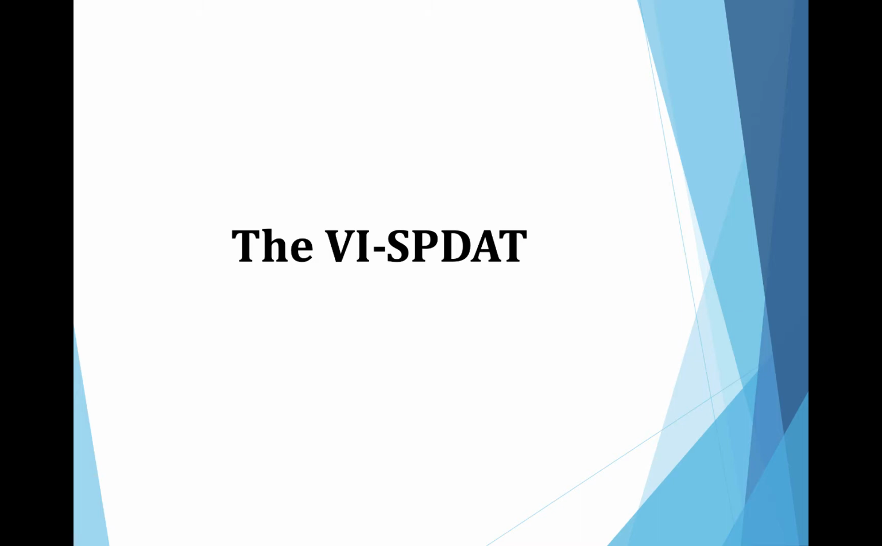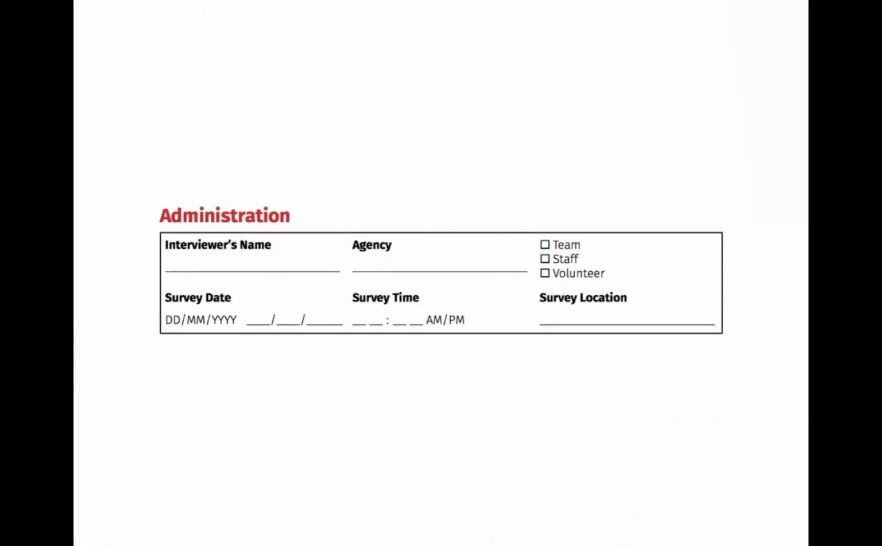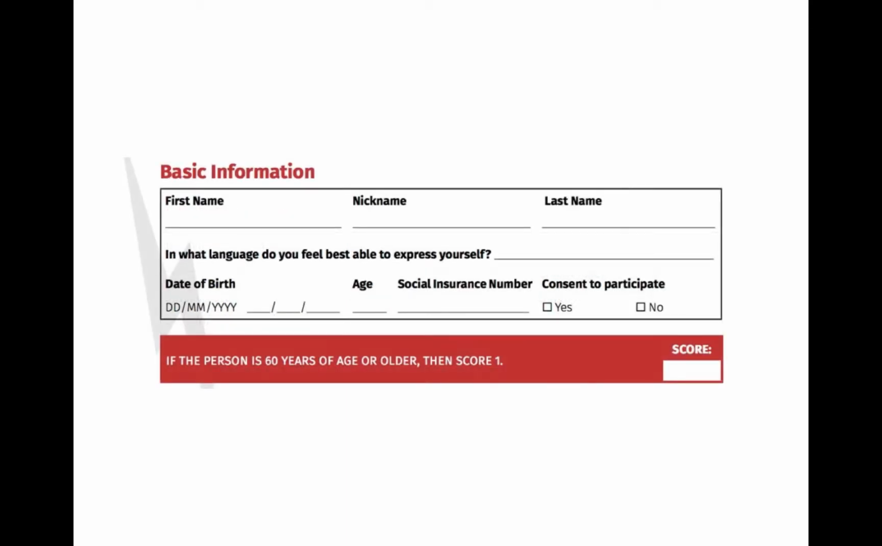Okay, so to go over the VI-SPDAT, first, if you're doing the paper form, it's going to ask you your name, agency, survey date, time, and location. If not, you just open it in HMIS and you can do it there. It asks for their basic information, their age, first name, nickname. This would be considered the alias. If you are putting this in HMIS afterwards, please enter that.